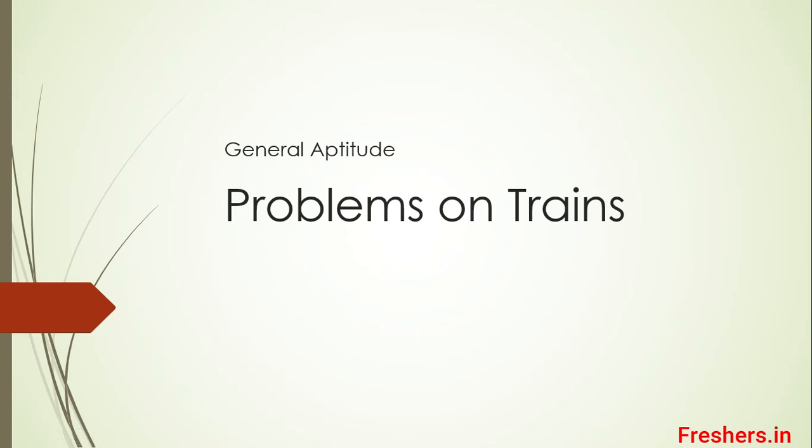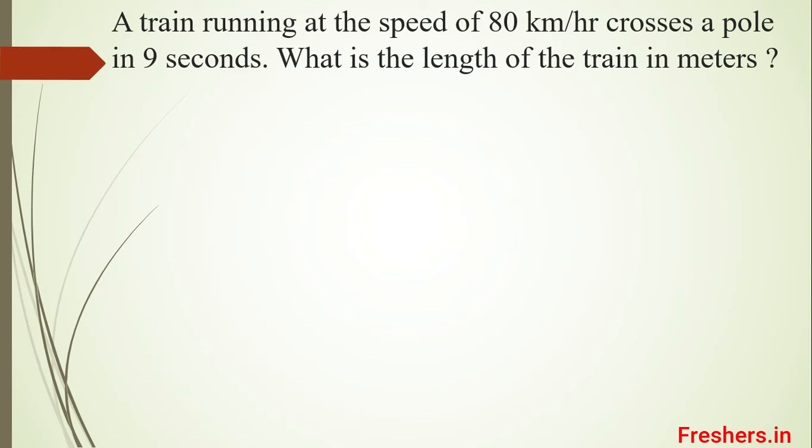General aptitude problems on trains. A train running at a speed of 80 km per hour crosses a pole in 9 seconds. What is the length of the train in meters?